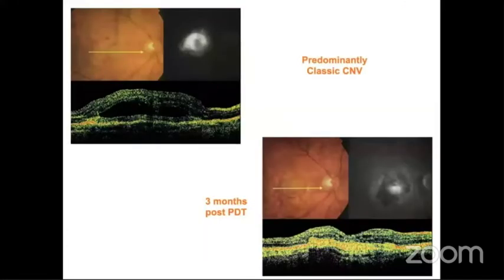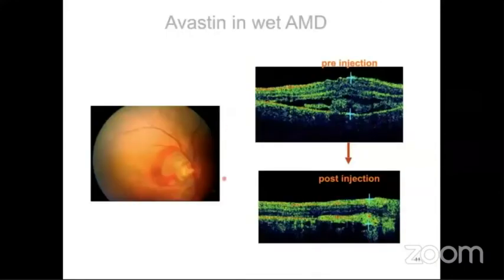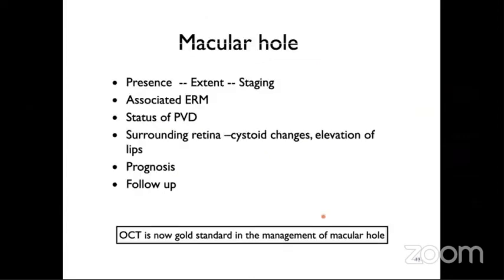This is a case of CNVM with subretinal fluid. After treatment with photodynamic therapy, there is a complete resolution of the fluid. This is a case of active CNVM with the subretinal bleed and neurosensory detachment. After injection of bevacizumab, there is a complete resolution of the fluid and the bleed.